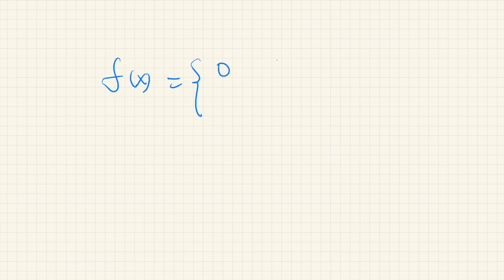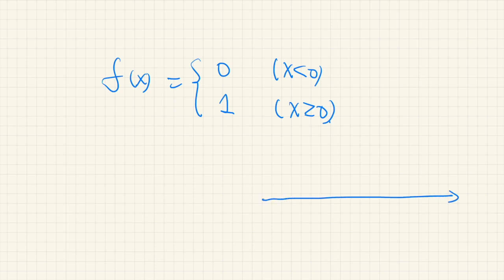Now let's see an example. Suppose we have a function f(x) defined by: 0 if x is negative, and 1 if x is positive or 0. If you plot this function, it's easy to understand that this is not a continuous function. If x is negative, then this function is 0. And if x is 0 or positive, then the value of this function is 1.